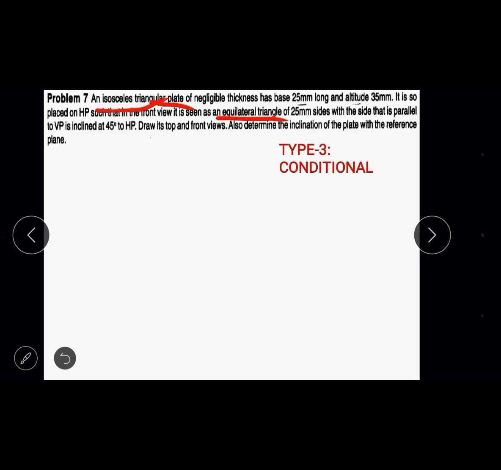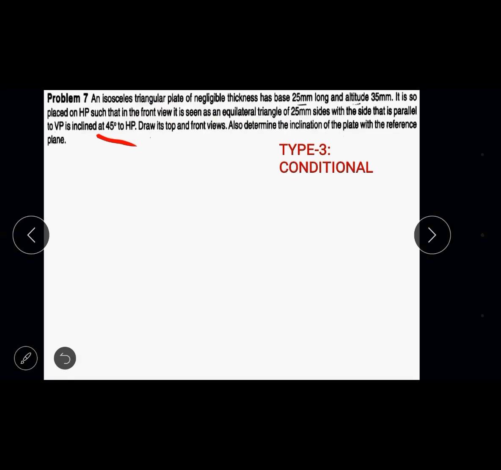Now it is given that this isosceles triangular lamina is so placed on HP that its front view looks like an equilateral triangle. The front view of the isosceles triangular lamina is in the form of an equilateral triangle. This is the condition given. And you don't find a VP angle here. Only the HP angle is given. There is no VP angle.